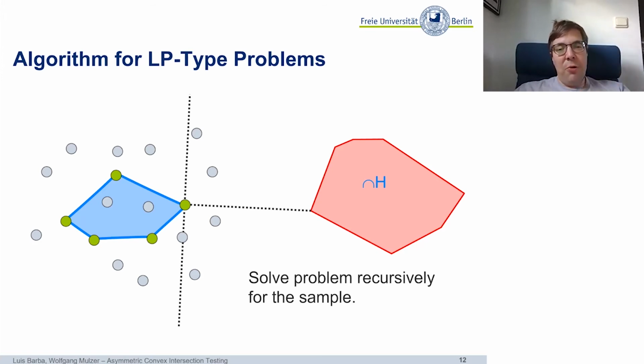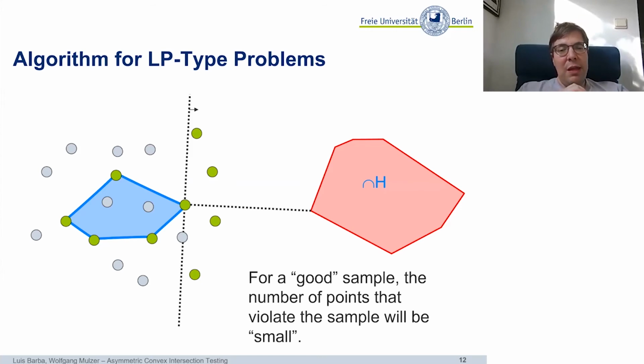So it may be that all the points of P lie to the left of this perpendicular hyperplane, and that means I'm done, because now I found the distance between the two polytopes. Or there are some points from P that lie to the right of this hyperplane, and then I'm not done yet, because somehow by taking the sample I omitted some crucial points. And so now I need to look at these points. And how do I look at these points? Well, I just add these points to my sample. And so I make these points green, and I just repeat.